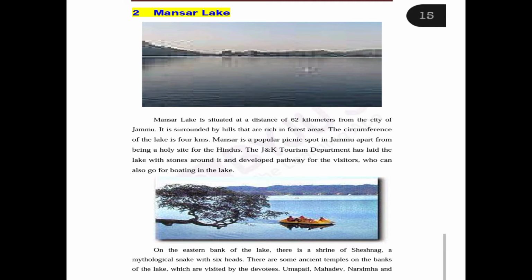Look at your textbook. So let's read together. Mansar Lake is situated at a distance of 62 kilometers from the city of Jammu. It is surrounded by hills that are rich in forest areas. The circumference of lake is 4 kilometers. Mansar is a popular picnic spot in Jammu apart from being a holy site for Hindus.